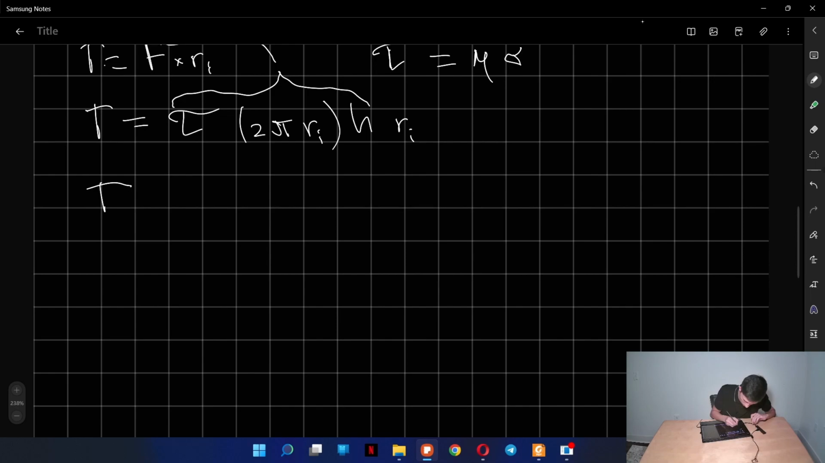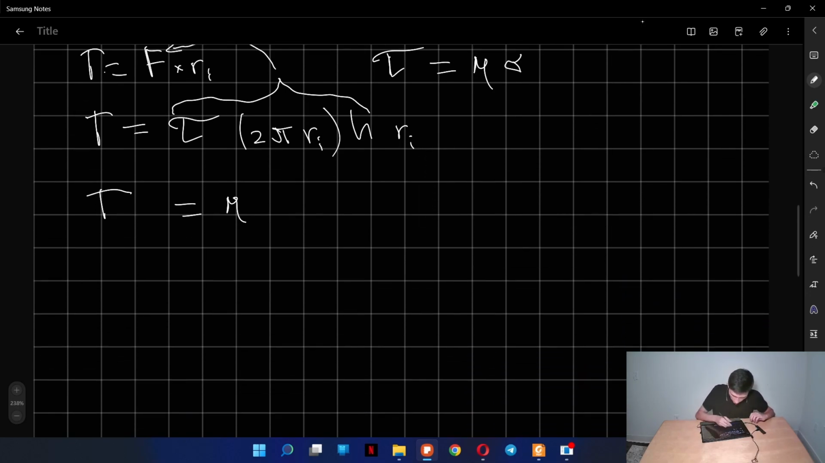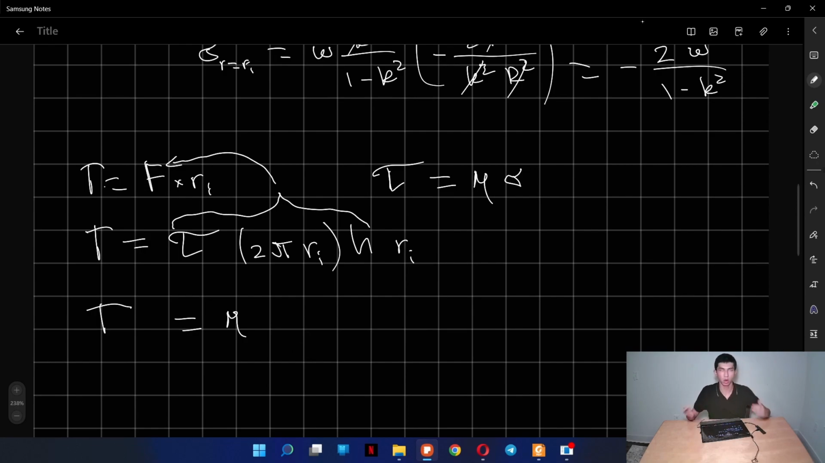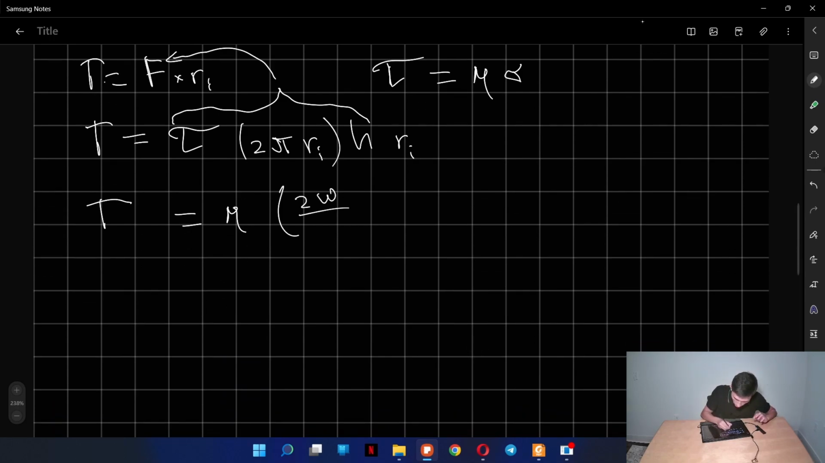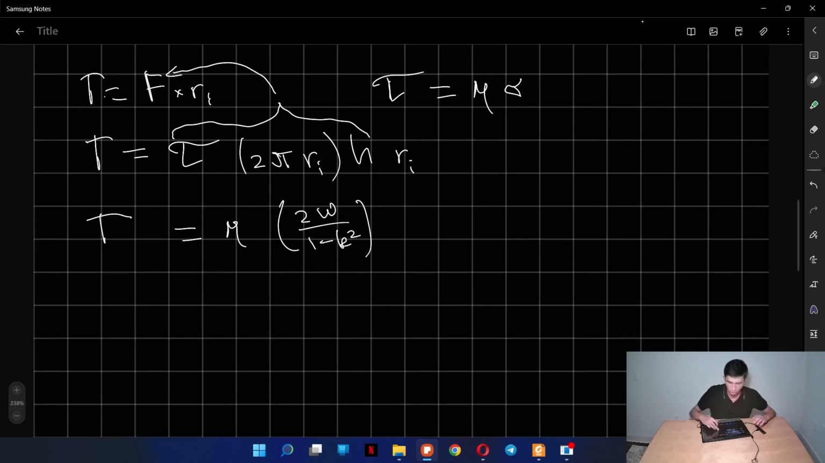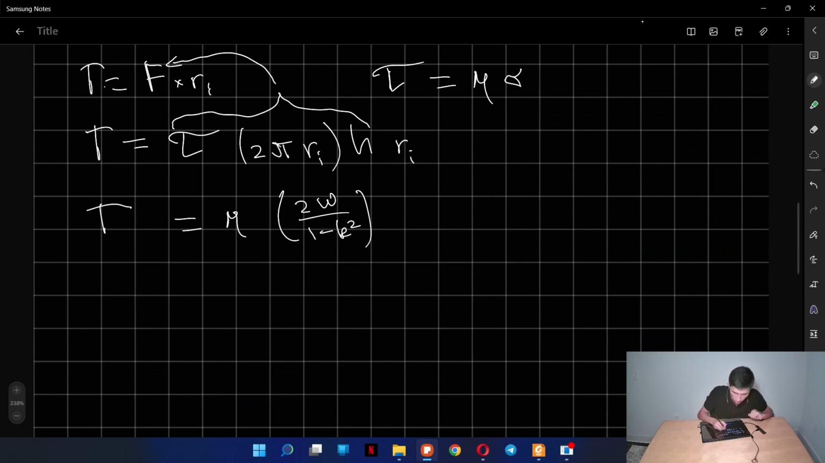So our torque is going to be equal to viscosity times the shear rate at r equal to r_i, right? So it's going to be negative. What's happening with the negative is that we can refer to it as the rotation being clockwise or anti-clockwise, so the negative here does not really matter. We can just write 2 omega over 1 minus k squared, because we're not concerned about the direction yet. Then it is multiplied by h, and multiplied by the inner radius.